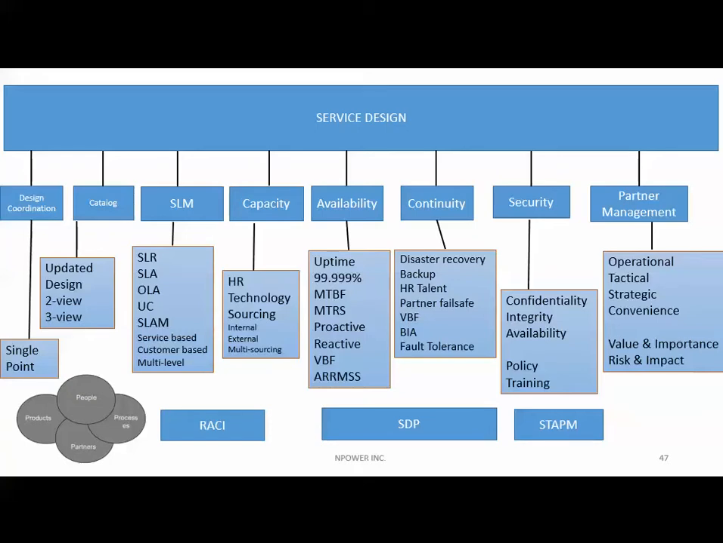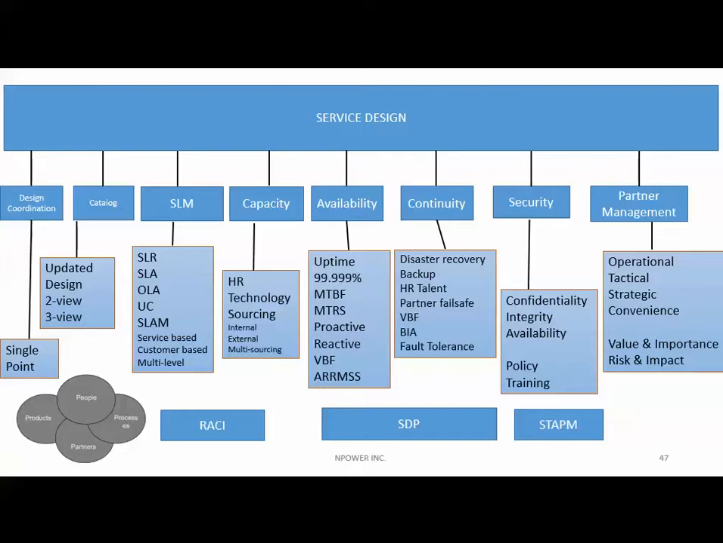Service design. What are the processes of service design? Design coordination, catalog management, service level management, capacity management, availability management, security management, continuity management, and partner management are the processes of the service design phase of the Information Technology Infrastructure Library. What are we thinking about when we're thinking about service design coordination?